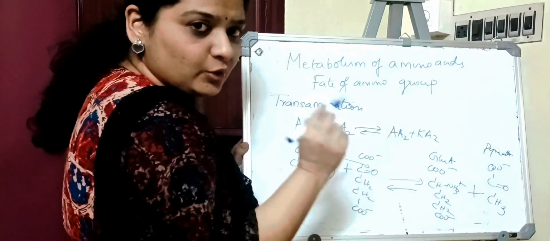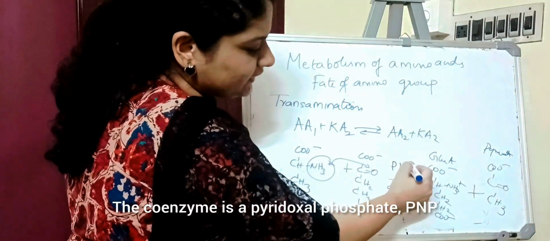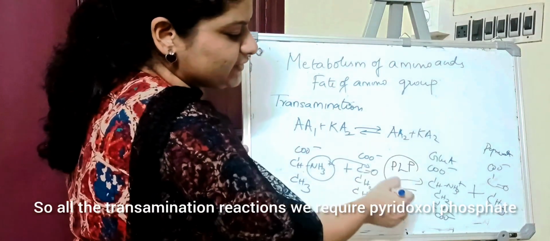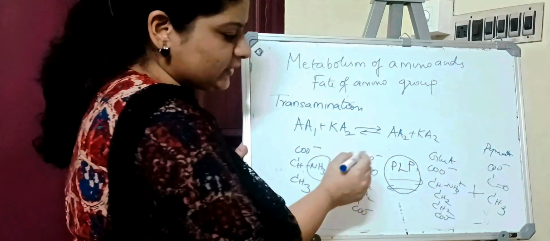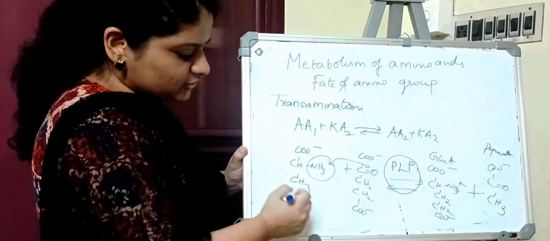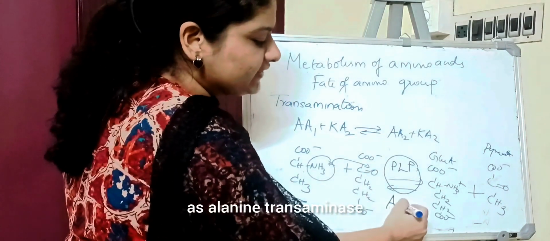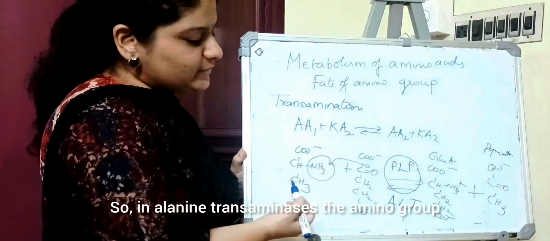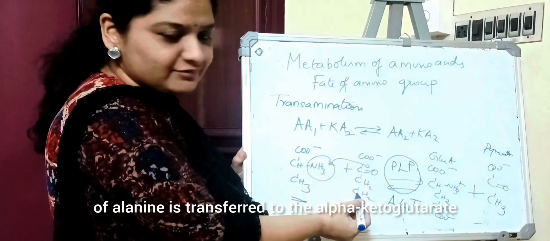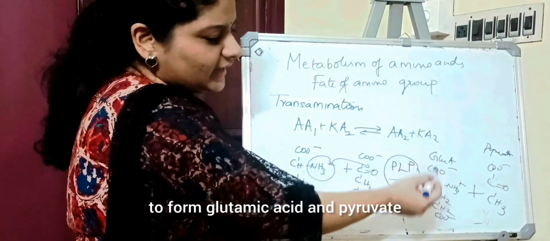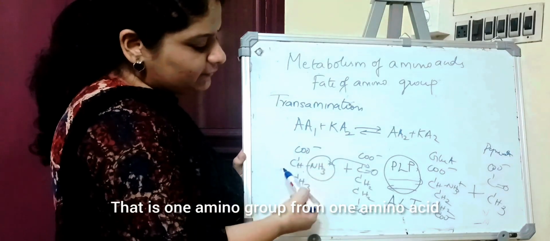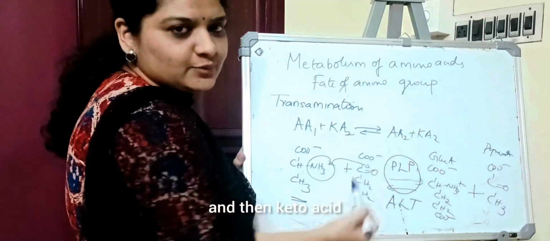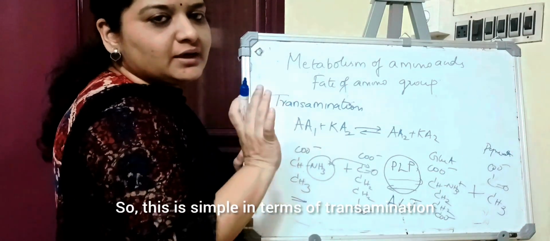What we require is the coenzyme pyridoxal phosphate, PLP. Pyridoxal phosphate is a coenzyme involved in the transamination reaction. So all transamination reactions require pyridoxal phosphate. Now we will see the common enzymes here. Since alanine is the amino group donor, it is called alanine transaminase. ALT is the enzyme involved in this transamination reaction. In alanine transaminase, the amino group of alanine is transferred to alpha ketoglutarate to form glutamic acid and pyruvate. That is, the amino group from one amino acid is transferred to a keto acid to form another amino acid and a keto acid. This is transamination in simple terms.